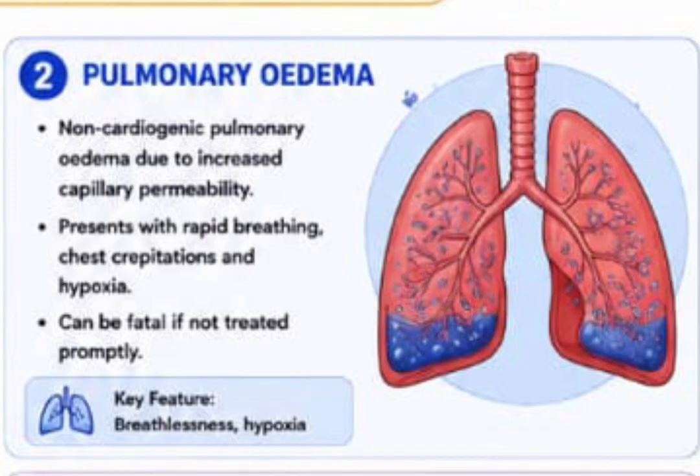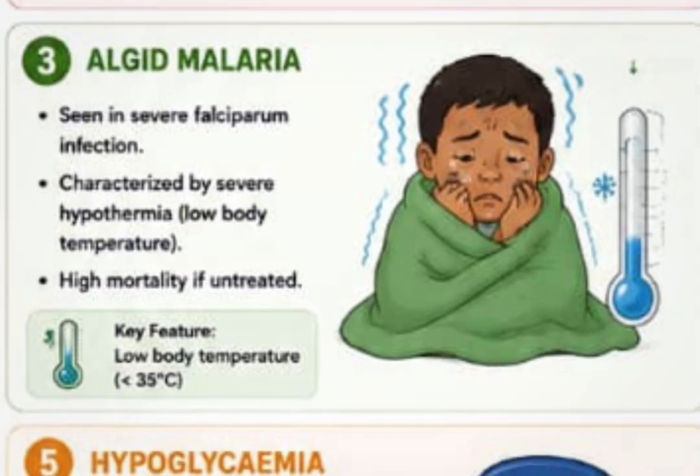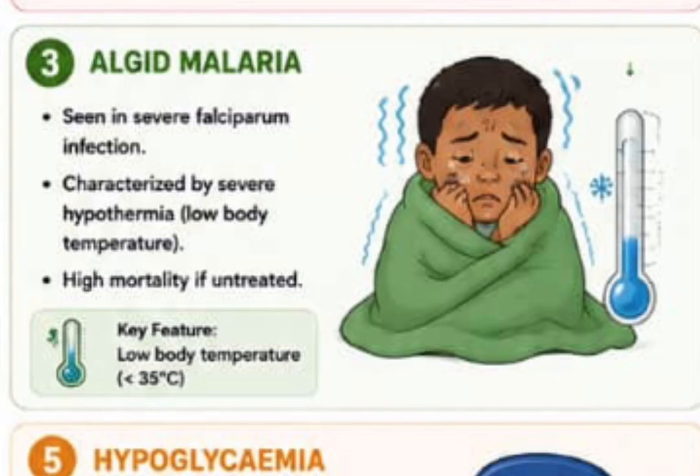Chest crepitations will be there, because as you breathe in, what happens? There will be sound that will be produced. Next is that there will be Algid Malaria, because there will be severe hypothermia, whereby the body temperature will drop. Are you getting me now? Body temperature will drop at first, because before you start, there will be fever, there will be chills.